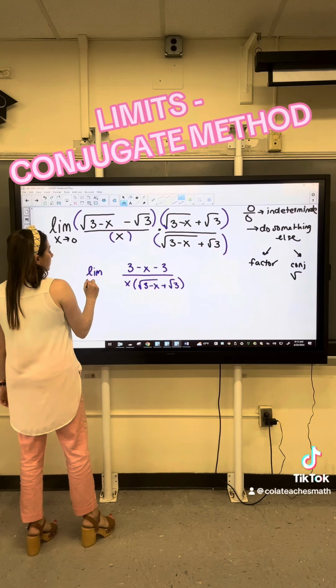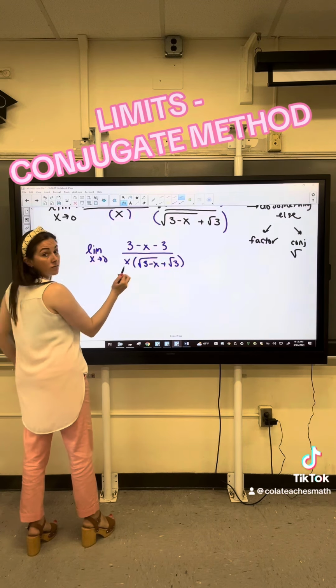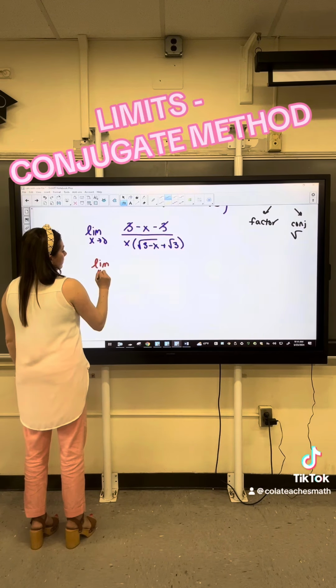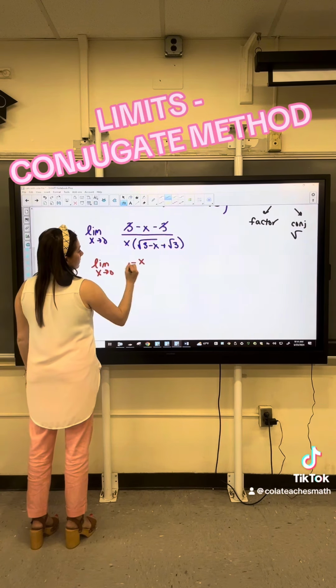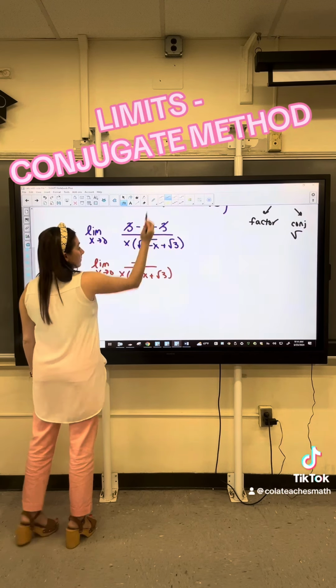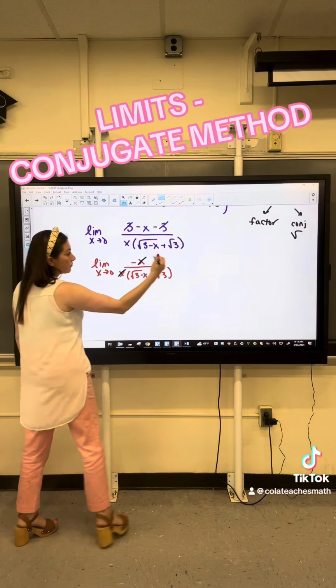Next, what you're gonna do is you're gonna see what like terms you can combine. So if you see right here on the top, we can get rid of the 3's, and we're gonna be left with negative x over x times, parentheses, radical 3 minus x plus radical 3. Now at this point, something should cross out. If it doesn't, you did something wrong.